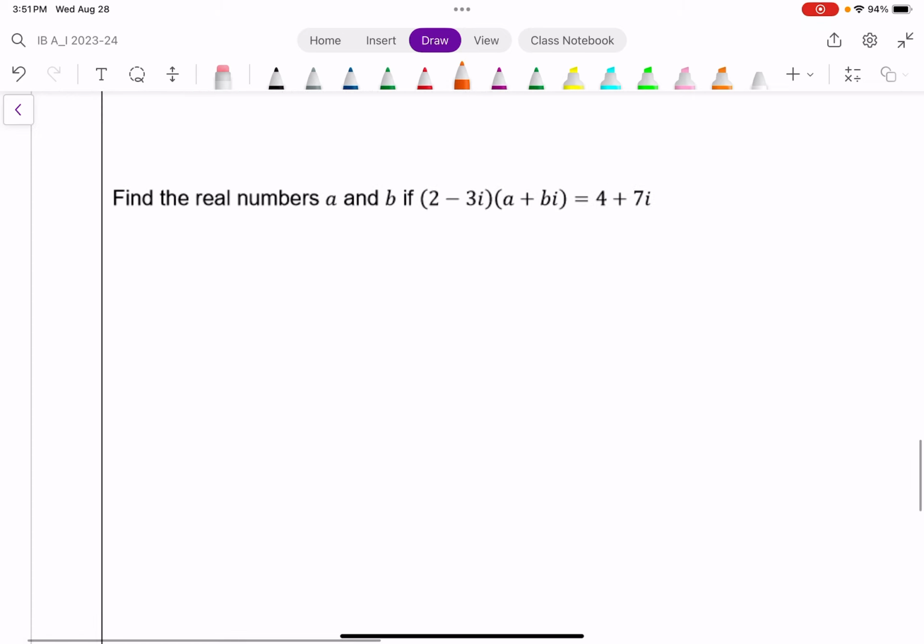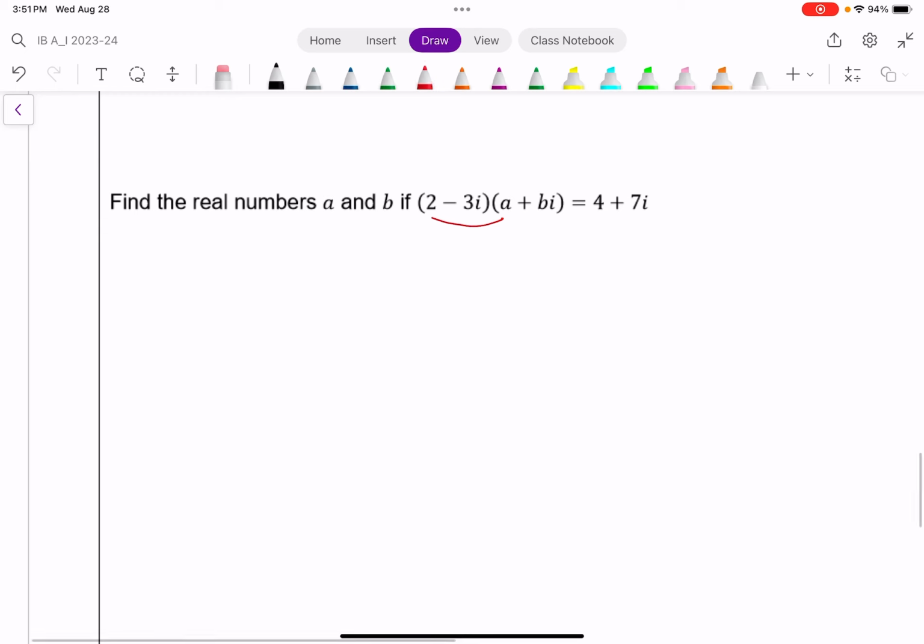All right, lastly, similar to a previous question, a and b are real numbers, and I have the expression on the left equaling the expression on the right. And what is a and b? So what I want to do first is distribute this. So again, 2 times a is 2a. 2 times bi is going to be 2bi. And then -3i times a is -3ai.